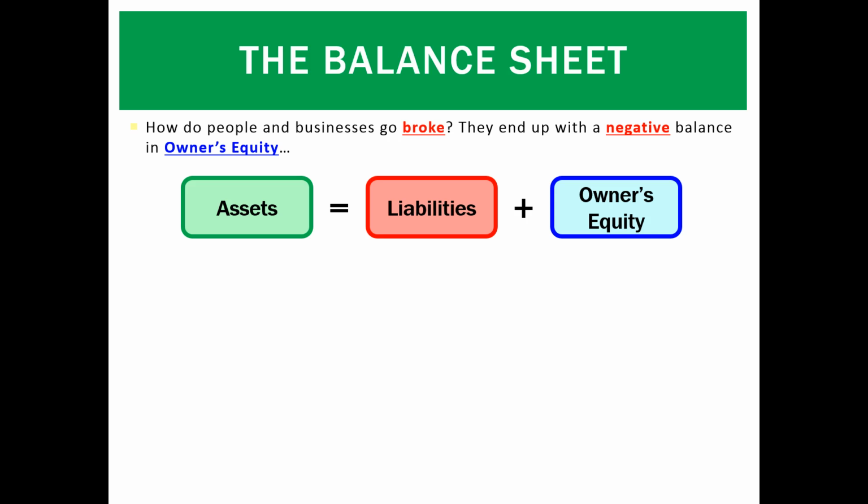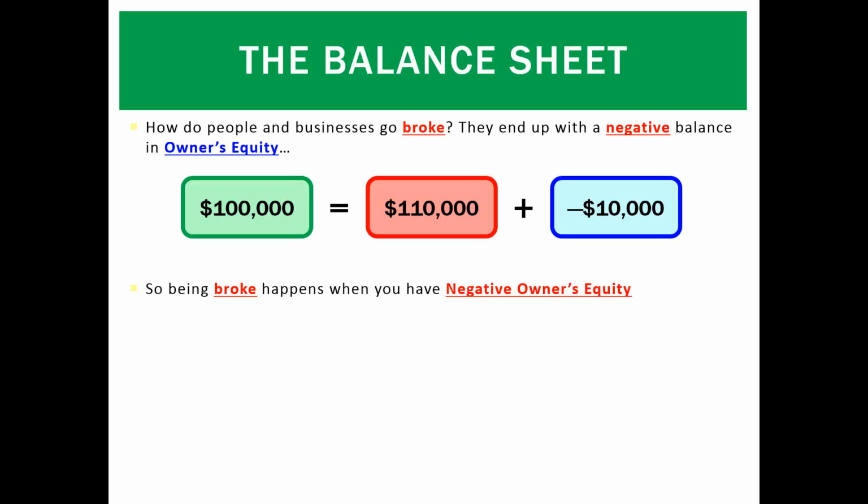How do people go broke then? We saw Enron. Enron had a great net profit. How do you go broke? Well, you basically go broke when your owner's equity is negative. Say I had assets of $100,000, but liabilities of $110,000. That must mean mathematically my owner's equity is negative $10,000. That is broke.